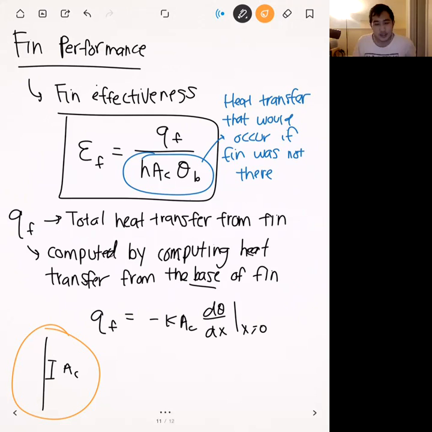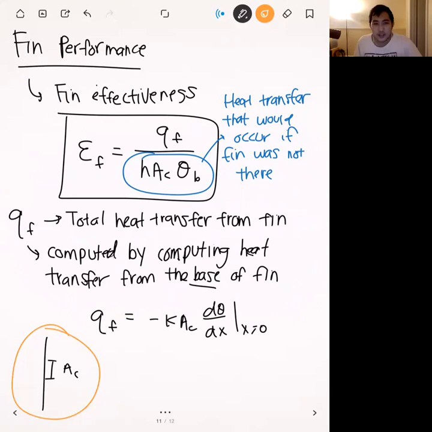Let's take it to the extreme. Let's say you have a fluid with an extremely high h, like liquid mercury or something like that. Because the liquid mercury is already so good at transferring heat and taking heat away from your object, you can build a fin, but it's not really going to be worth it, because the liquid mercury is already transferring the heat so well.